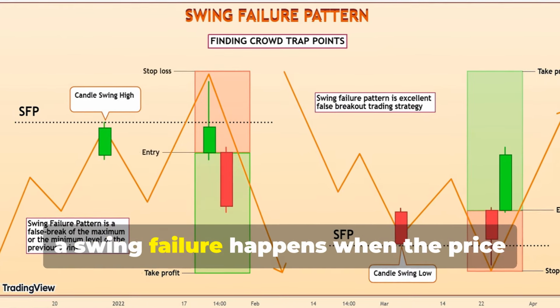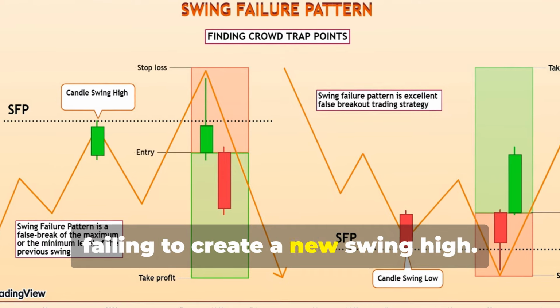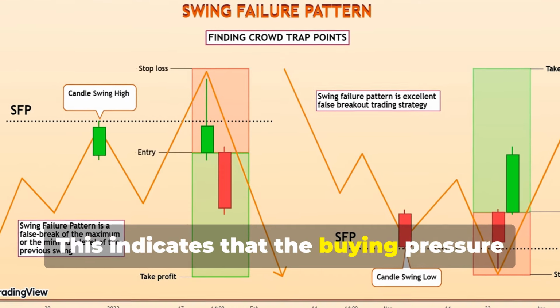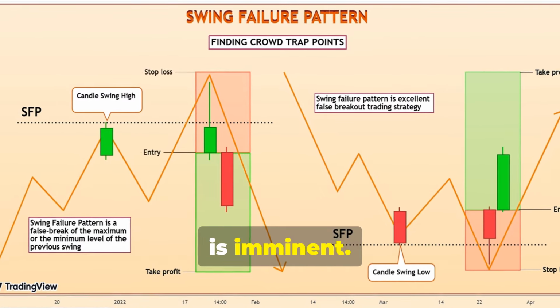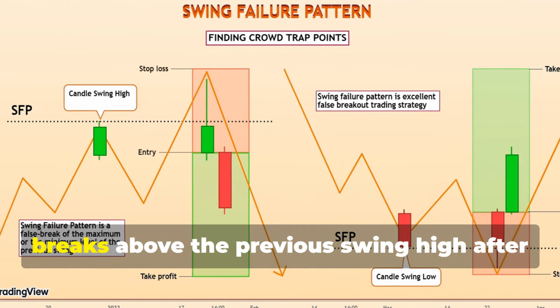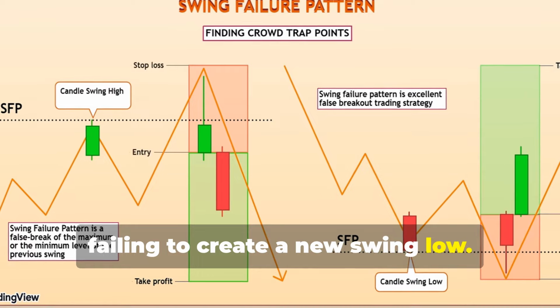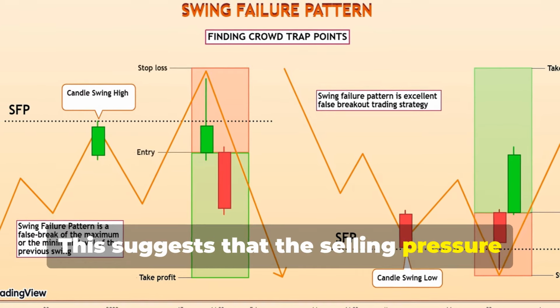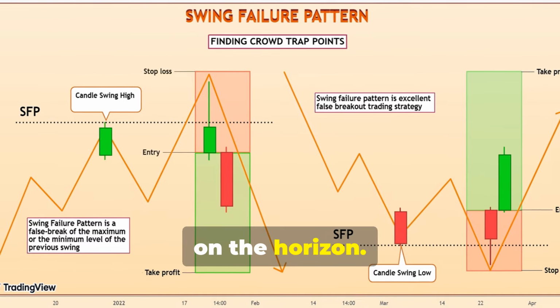In an uptrend, a swing failure happens when the price breaks below the previous swing low after failing to create a new swing high. This indicates that the buying pressure is weakening and a potential reversal to the downside is imminent. Conversely, in a downtrend, a swing failure occurs when the price breaks above the previous swing high after failing to create a new swing low. This suggests that the selling pressure is subsiding and a potential reversal to the upside is on the horizon.